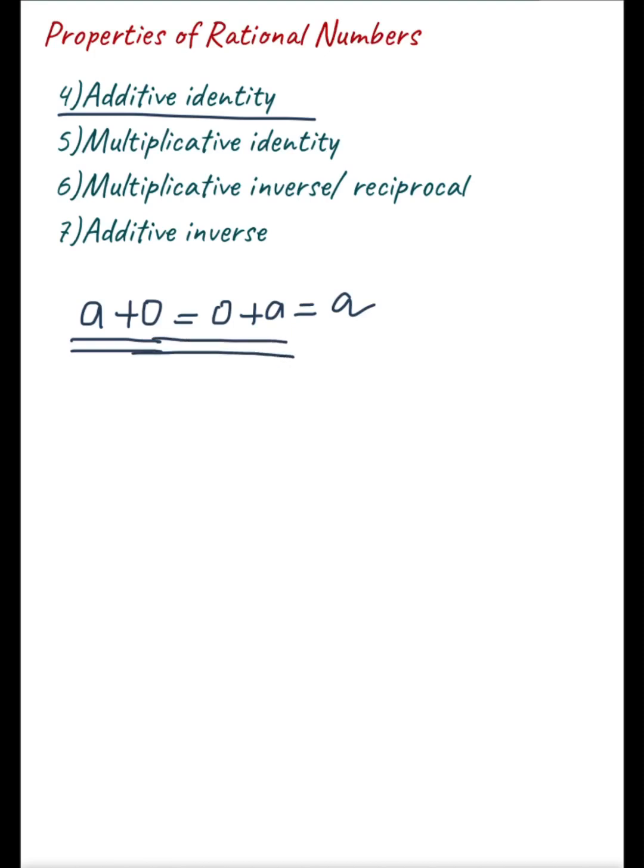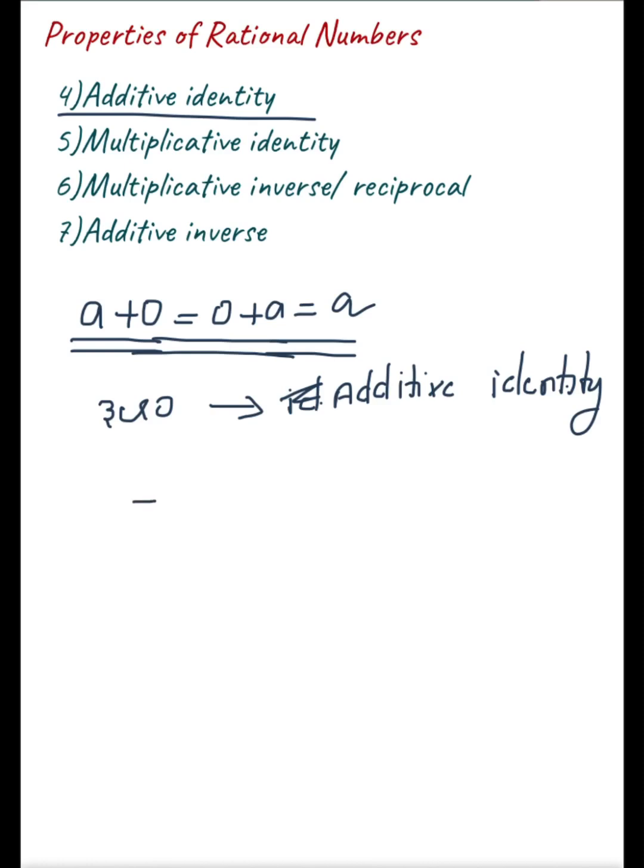Why? Because they are commutative. So you can write it in this way. It will be equal to a itself. That is, when 0 is added to any rational number, then we will get the same number as the sum, as the result. So 0 is called the additive identity. For example, when we are adding 5 plus 0, then the answer will be 5 itself. So 0 is the additive identity.